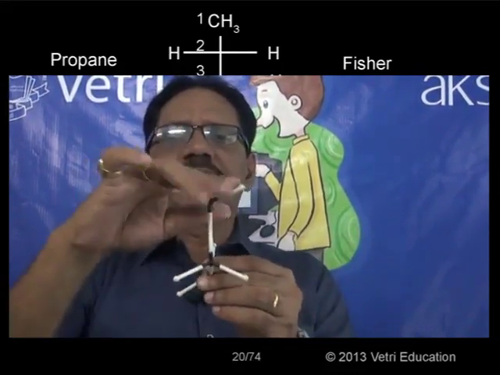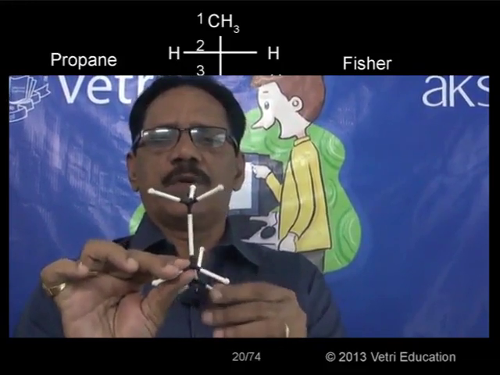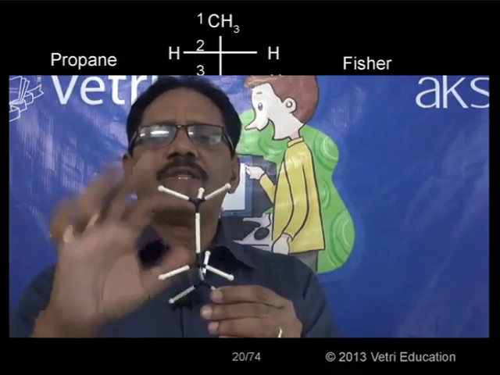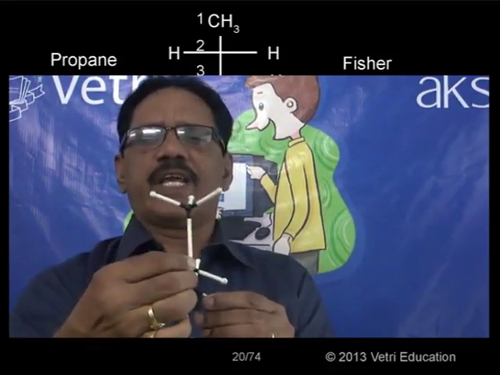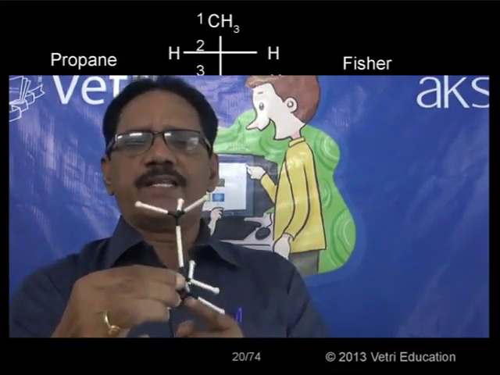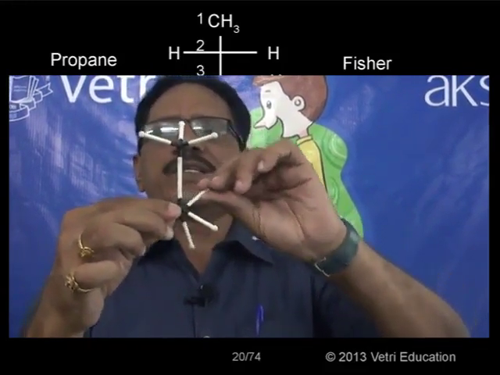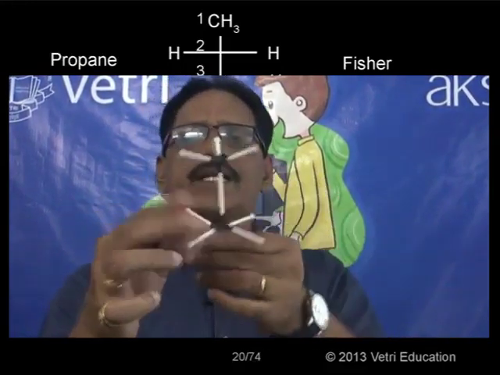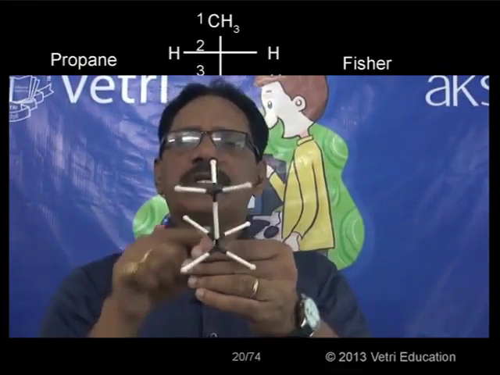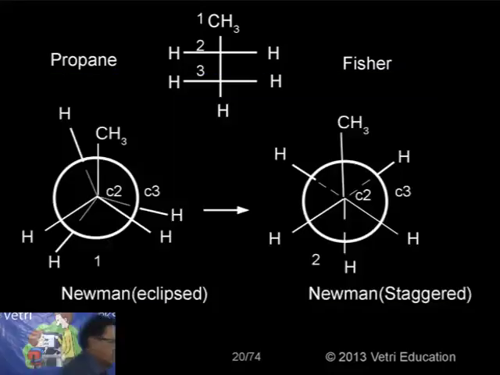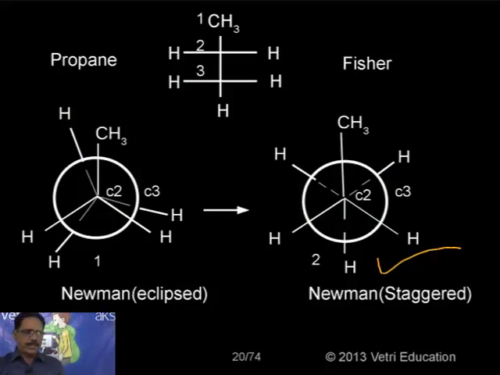Let me repeat again. CH3 carbon 1, CH2 carbon 2, CH3 carbon 3. When we are viewing, the point very near to you is one point, and this CH3 we have to consider as a circle. When I am rotating, this is an eclipsed form. When I rotate 60 degrees, this is the second conformation. So the first one is eclipsed, this is staggered. As usual, staggered is more stable than eclipsed. So again in propane, there are only two conformations possible.